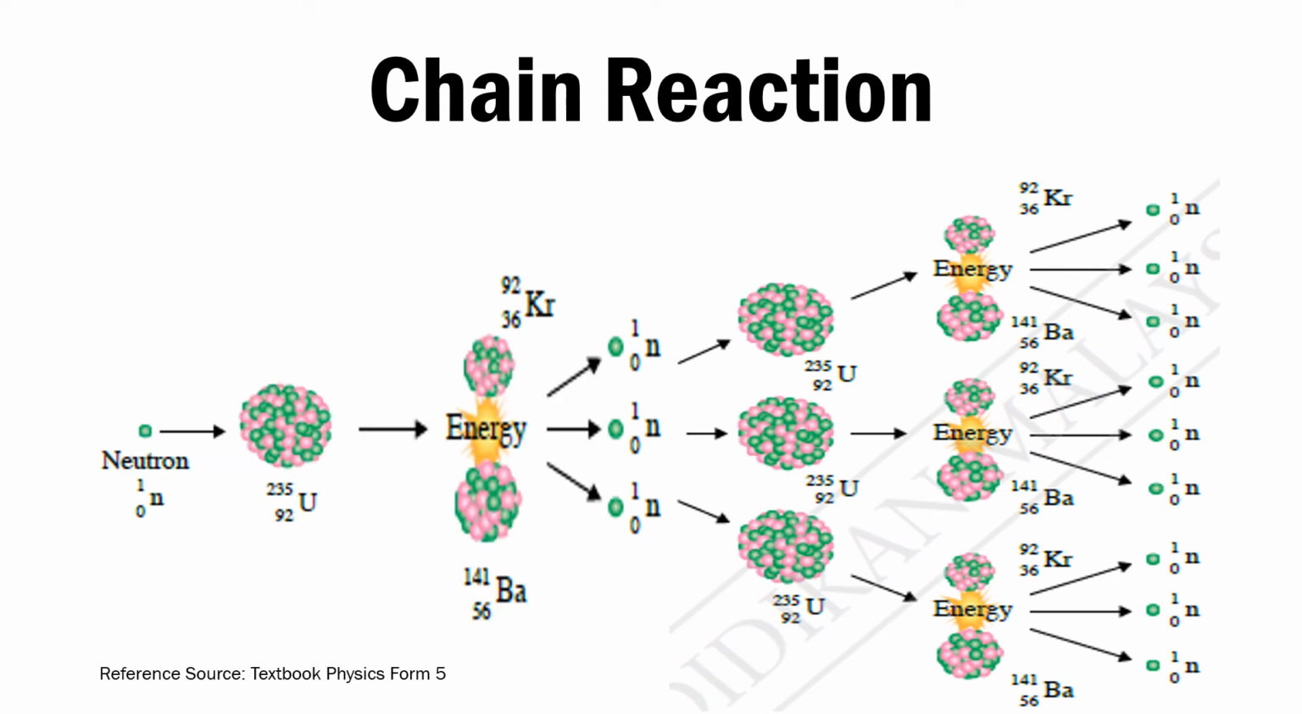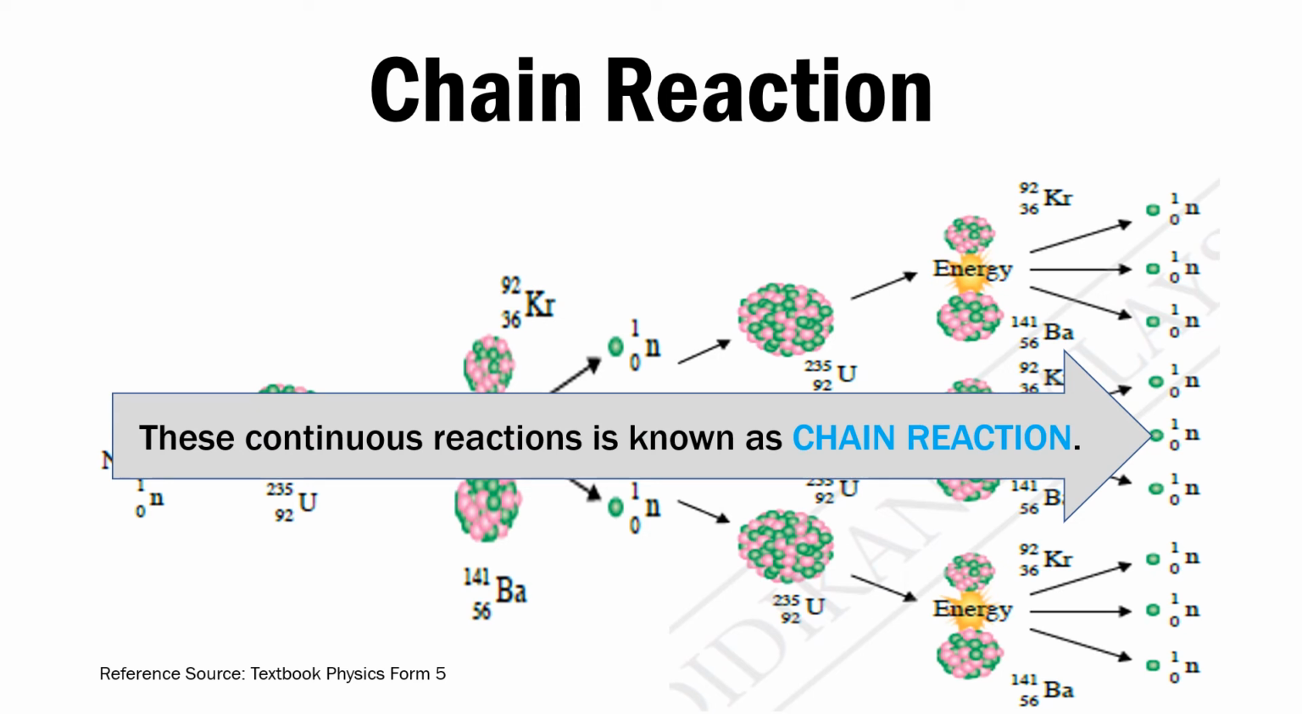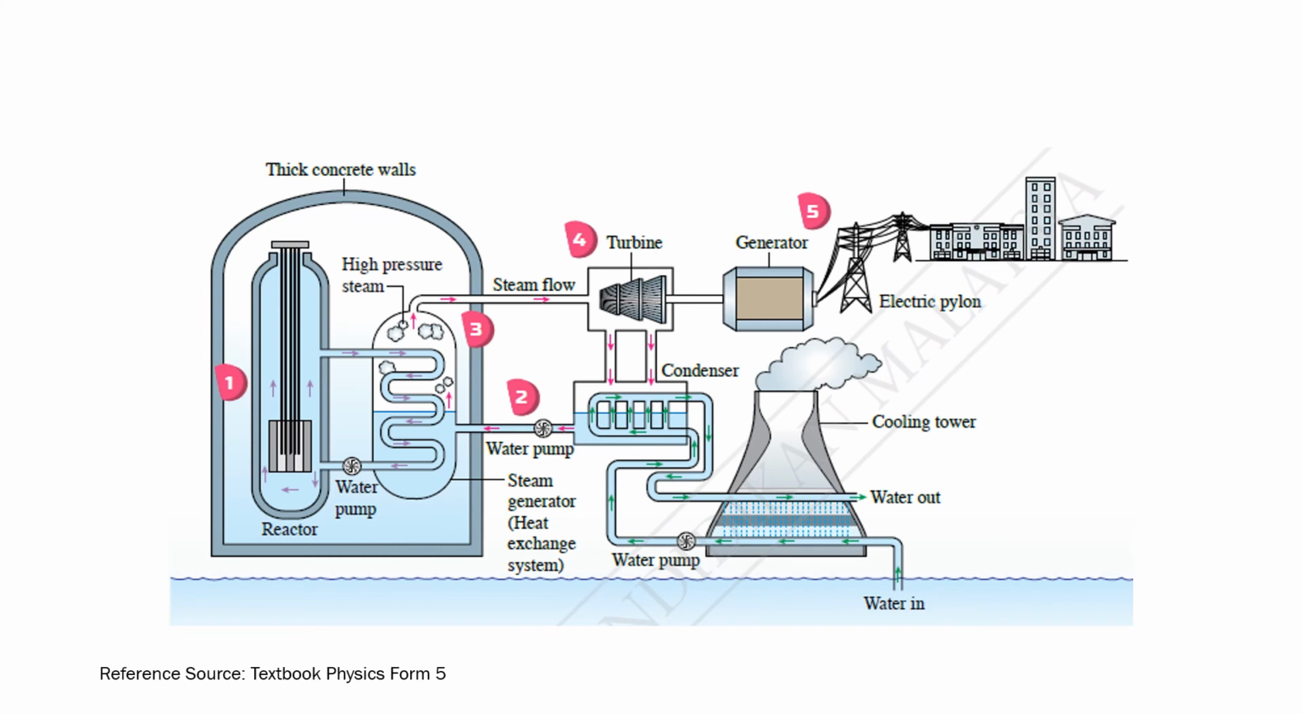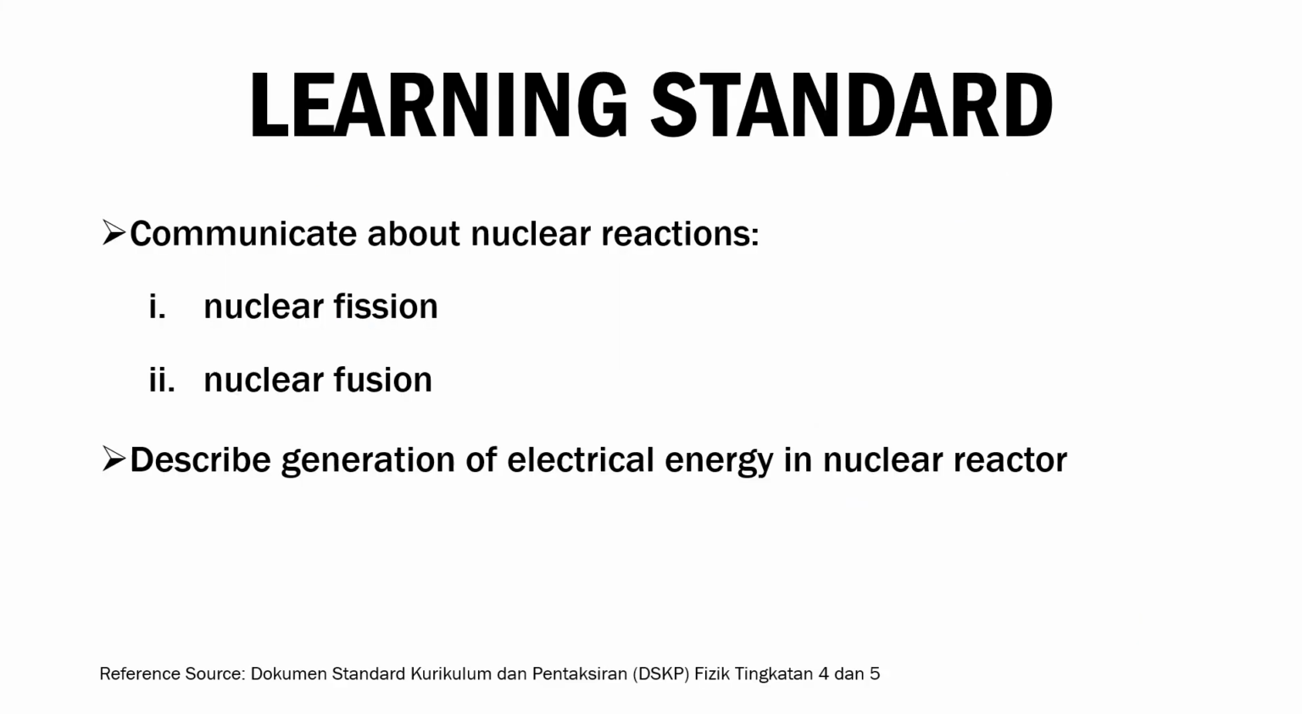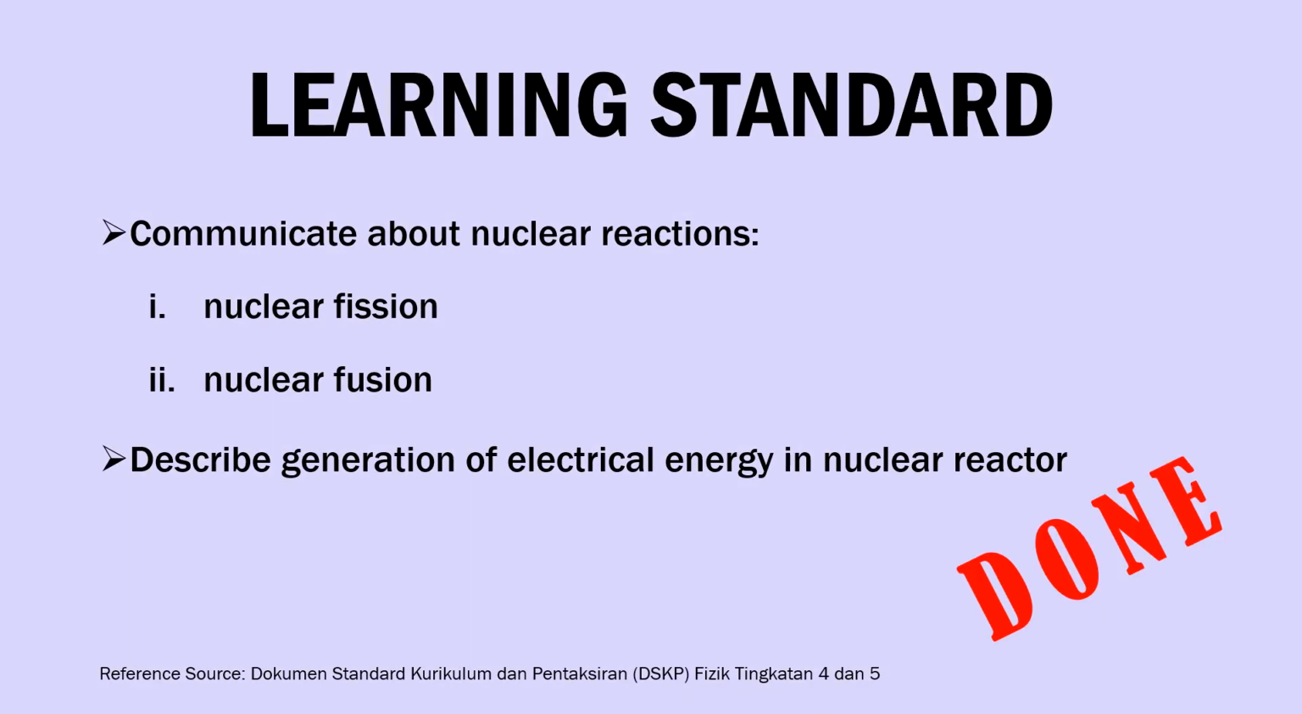And here is the full illustration of the continuous process. This whole continuous process is called a nuclear chain reaction that happens in a nuclear reactor. Again, with this illustration of the electricity generation process, we know that the chain reaction is happening inside the nuclear reactor, followed by other processes to generate electrical energy for us. So, these two learning standards for today's lesson are fulfilled.